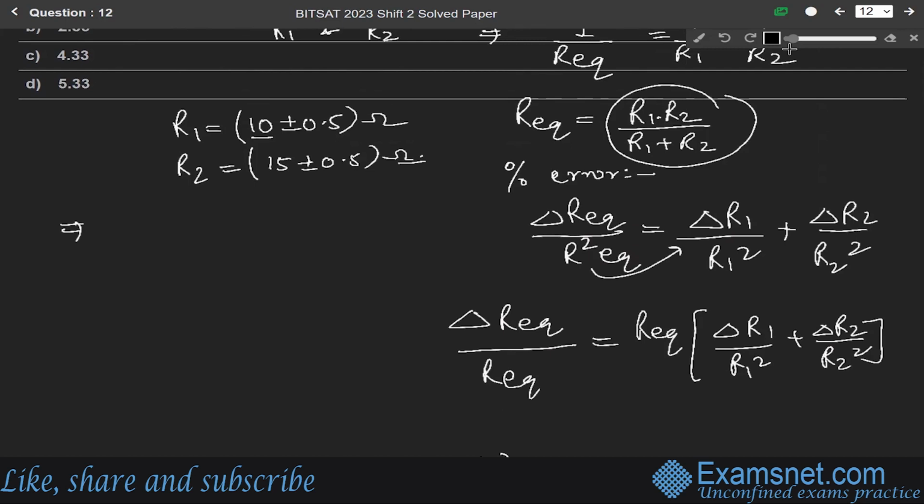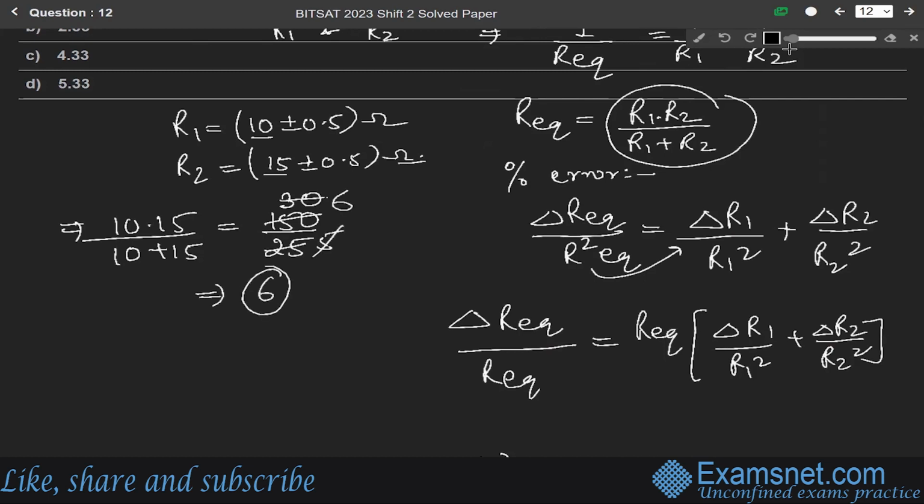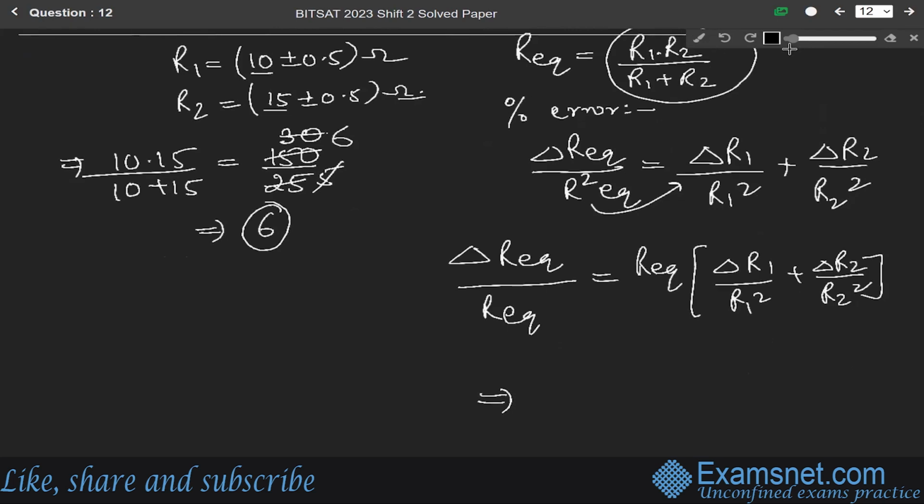R1 is 10 and R2 is 15. So 10 into 15 over 10 plus 15. It will become 150 over 25, which means 5 threes are 15, 5 fives are 25, 5 sixes are 30. So it will be equal to 6. So in place of R equivalent, we write 6, and delta R1.